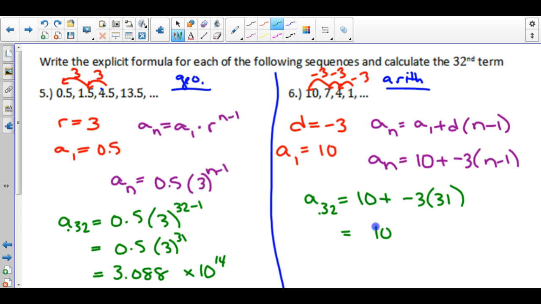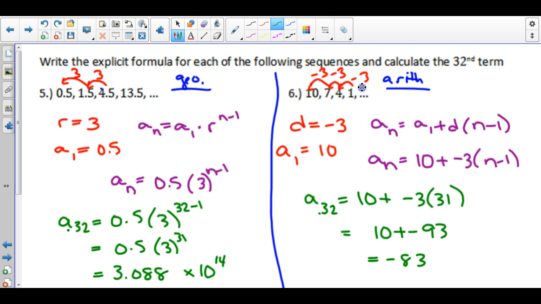So that is 10 plus, and then you want to do this multiplication to the side first before you do the addition, so this comes out to -93. And then if you take 10 plus -93, you'll get -83.